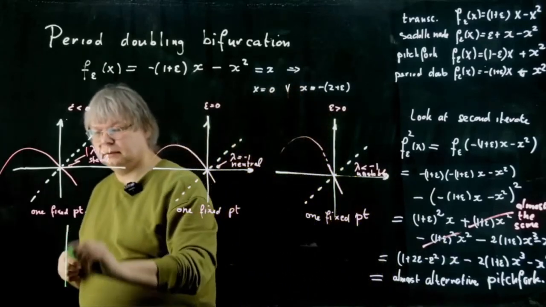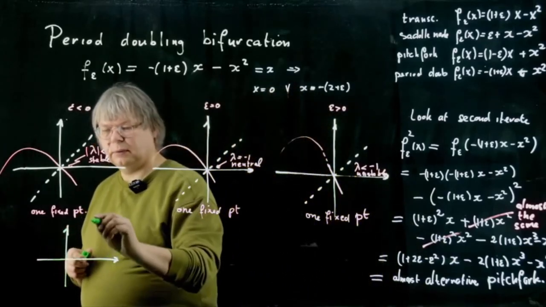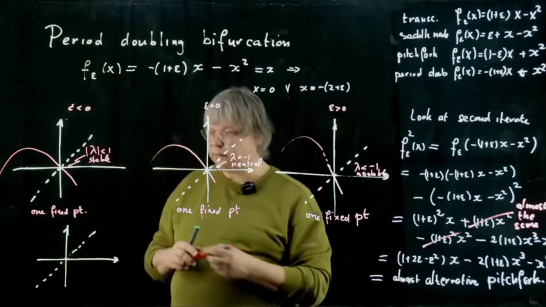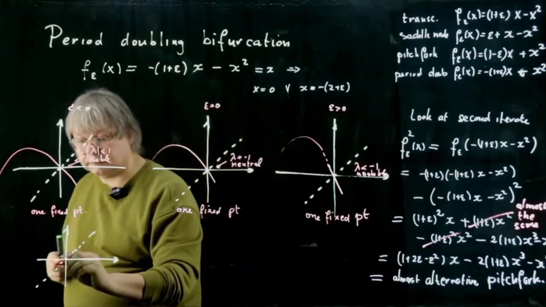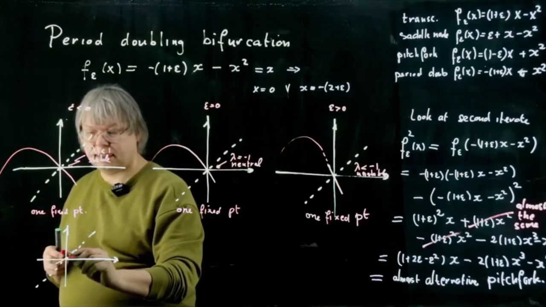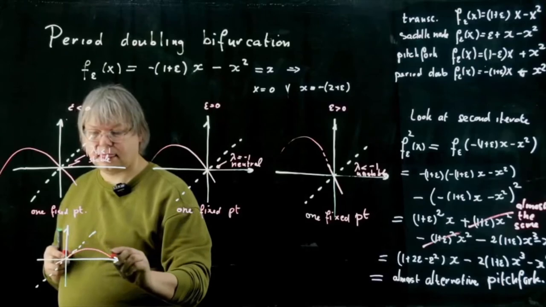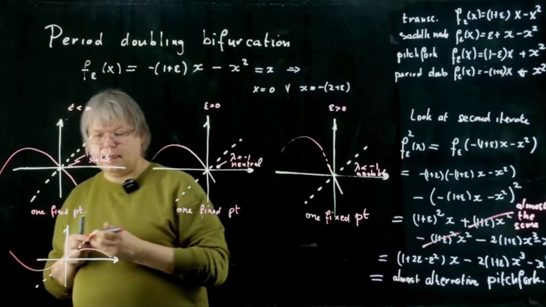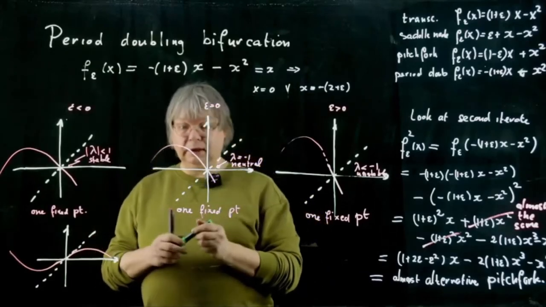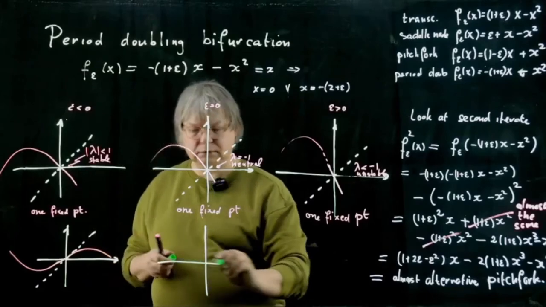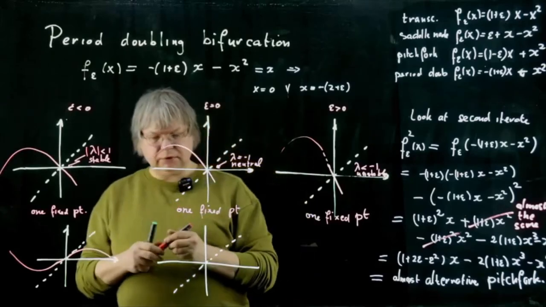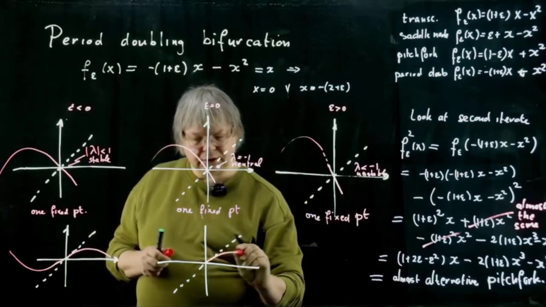So again, epsilon less than zero. And then it looks like this. It's stable. It's like this. And no other fixed points nearby. Epsilon equal to zero. It's about the same graph, but now this is a tangent line.